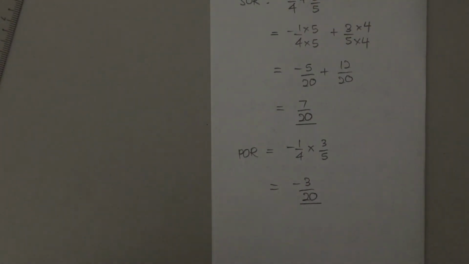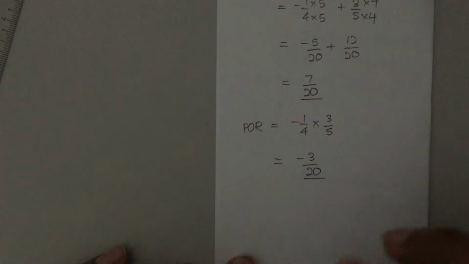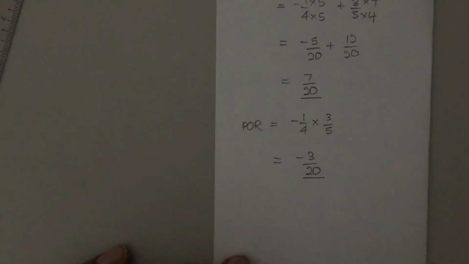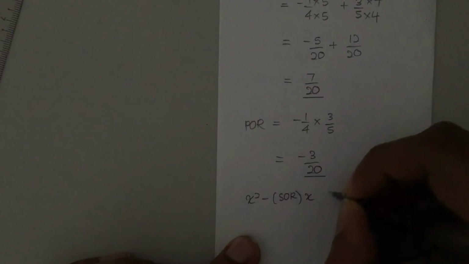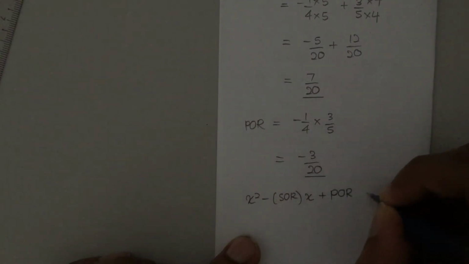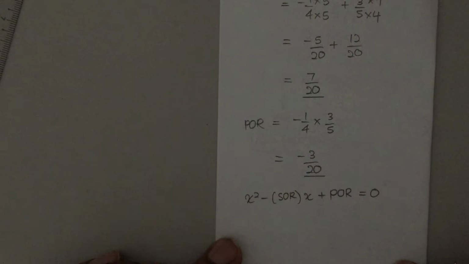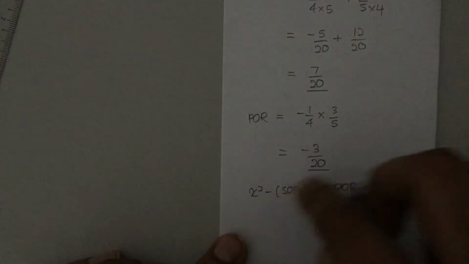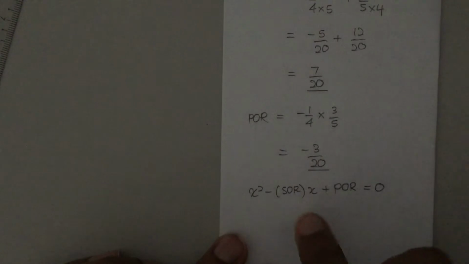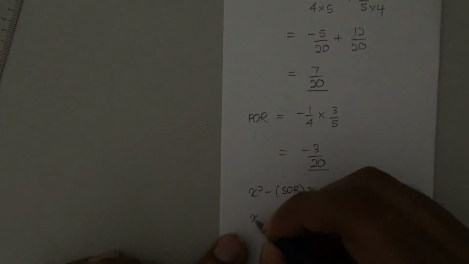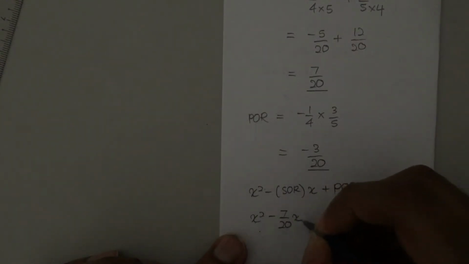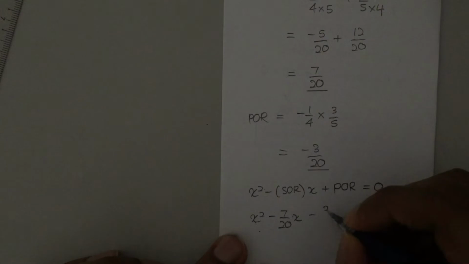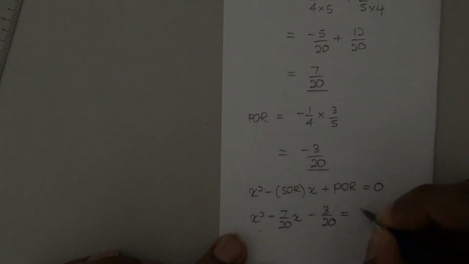Now what you do, you apply these two values into the general formula of SOR and POR. In this case it is x squared minus SOR x plus POR equals 0. When you substitute the sum of roots and product of roots into the equation, you get x squared minus 7 over 20 x minus 3 over 20 equals 0.